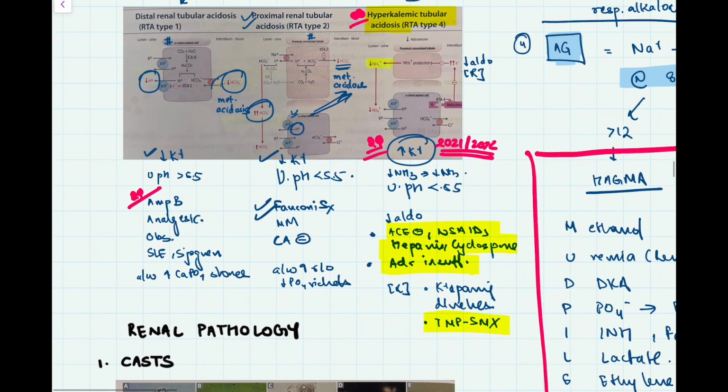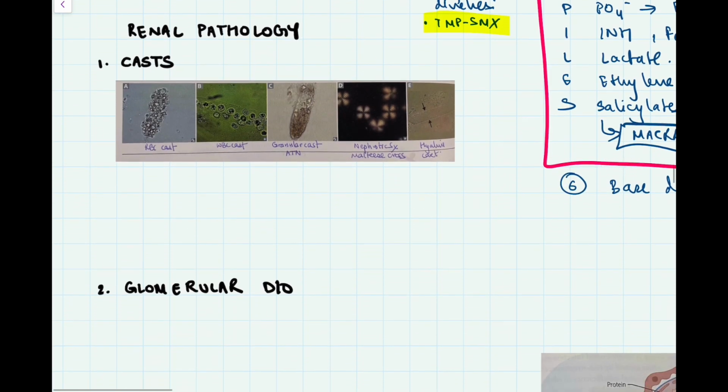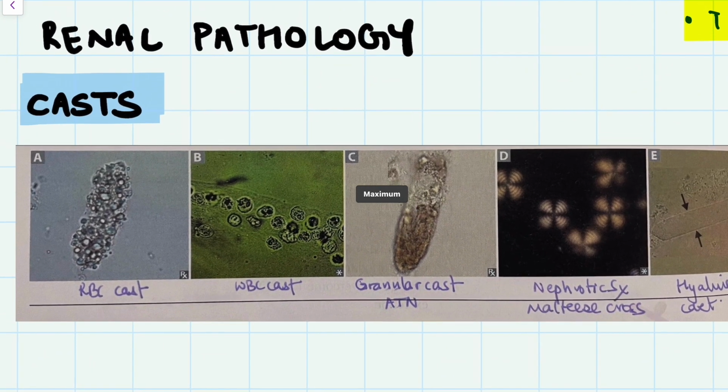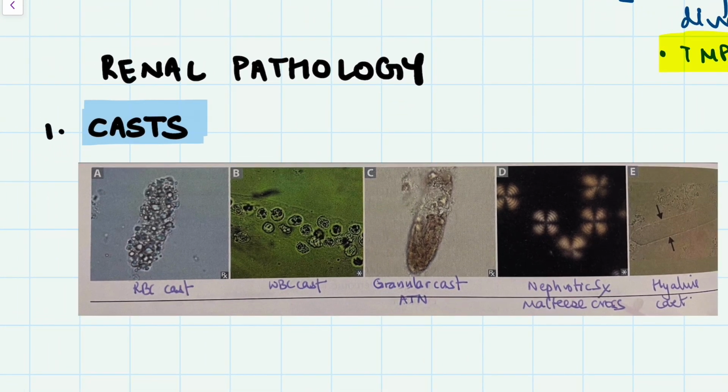So that was RTA 1, 2 and 4. And with this, we complete the renal physiology. And now we'll be starting with renal pathology. So in renal pathology, first we'll be looking at the various casts seen in renal disease. What is the significance of a cast? If it is seen in the blood, then it indicates that the hematuria or the pyuria is of a glomerular or a tubular origin.